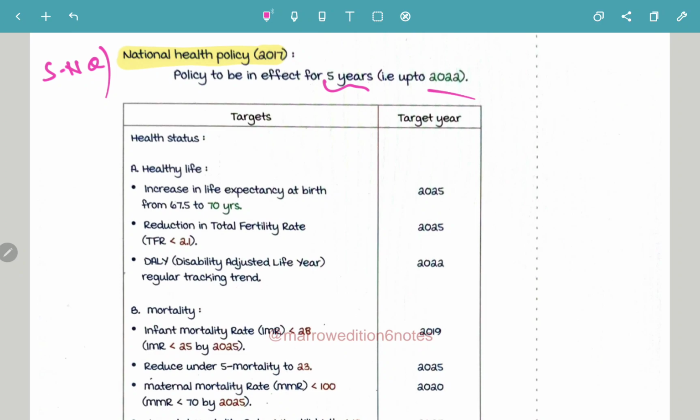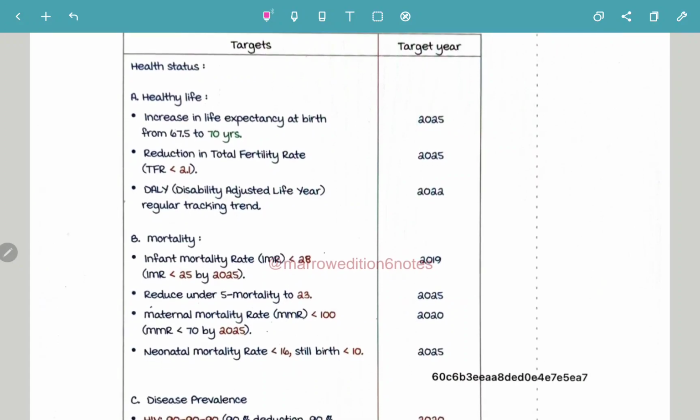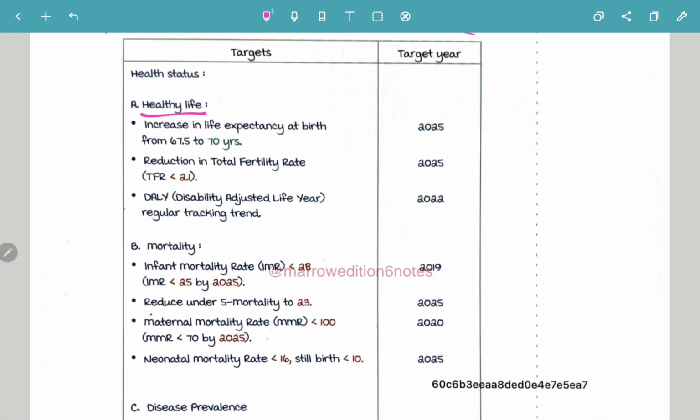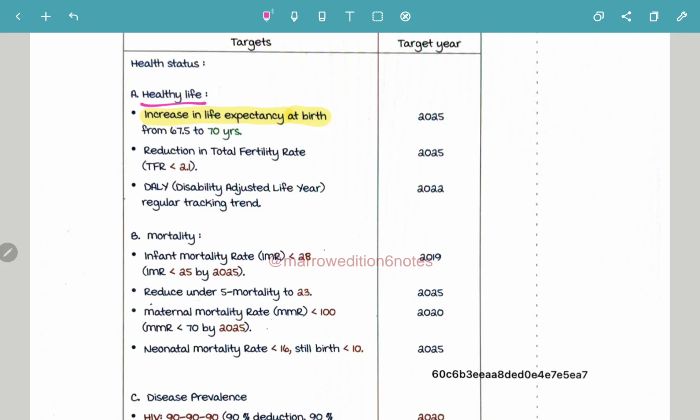Now let's look at the various targets of the National Health Policy and the respective target years. First is health status, starting with a healthy life. For a healthy life, there are 3 targets given by the National Health Policy. The first is to increase life expectancy at birth from 67.5 years to 70 years, and this must be achieved by 2025.